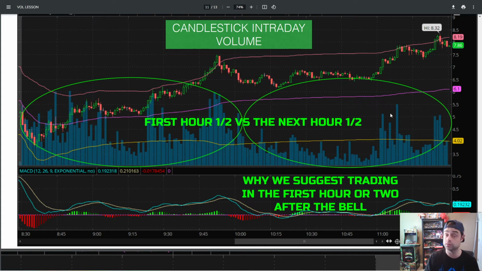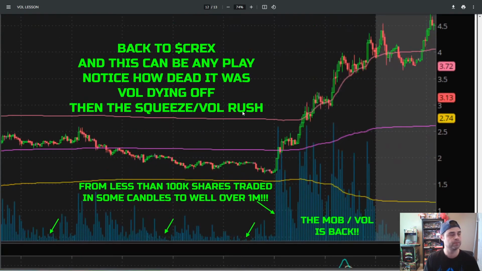Versus later in the day, most tickers. That's why I showed this one, to let you know, even tickers that can continue to run, where's most of the volume at? Right, yeah. Back to my beautiful CREX trade again. And this can be any play. Notice how dead it was, volume dying off in the squeeze. You want to know that with most traders, when the mob is back, and I'm about to get into that, notice that with trades, right?